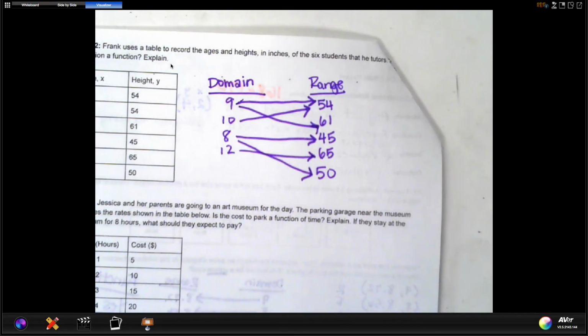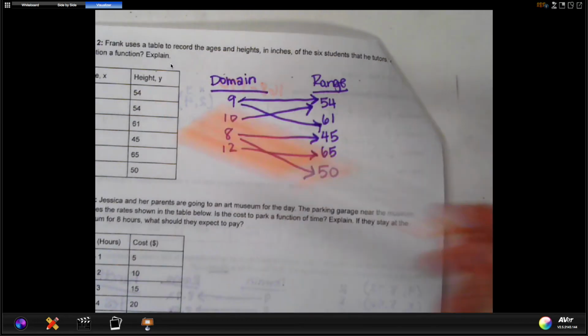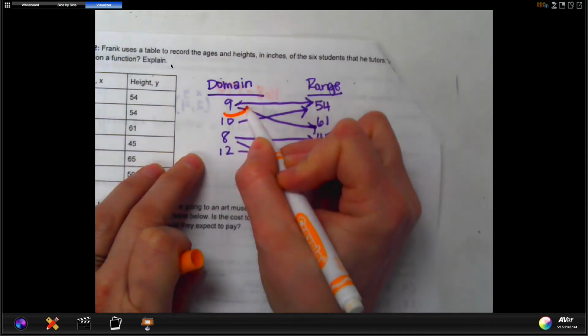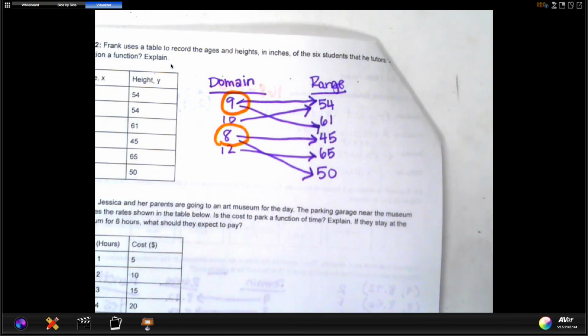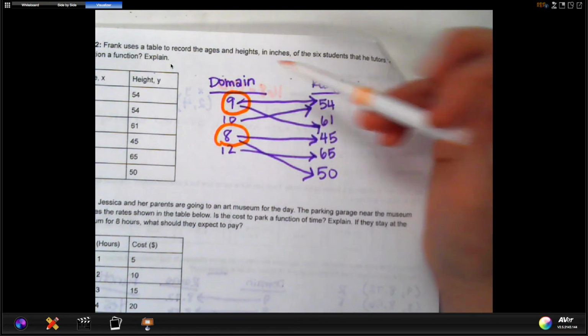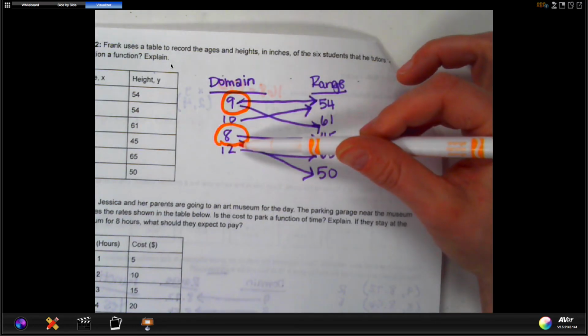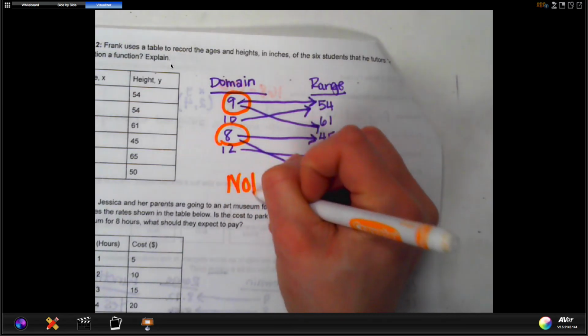Okay, and so the reason that this is not a function has nothing to do with the 2 arrows in the range going to the 54. What it has to do with is 2 arrows coming out of the 9 and 2 arrows coming out of the 8. That means that 2 kids are 9 years old and they have different heights. 2 kids are 8 years old, they have different heights. This is not a function.